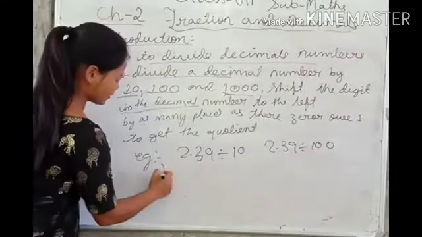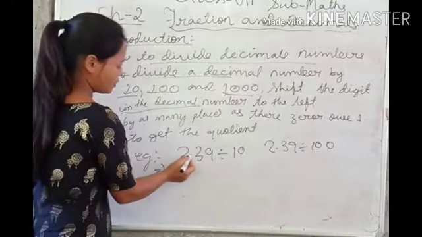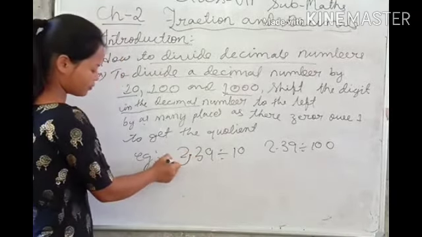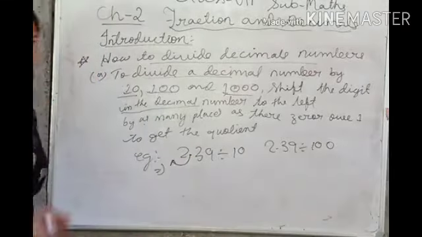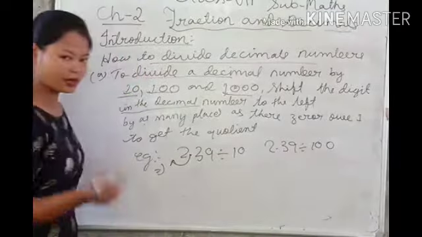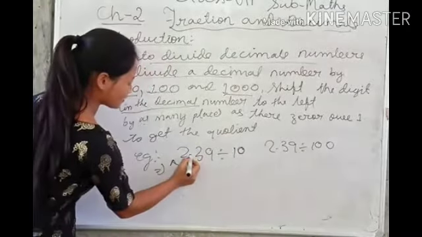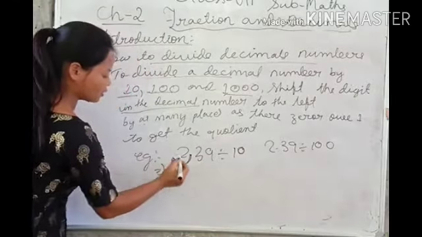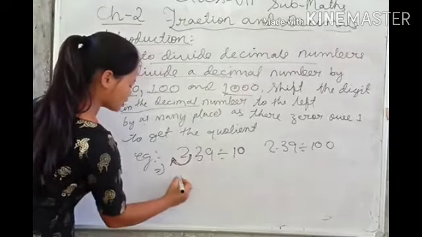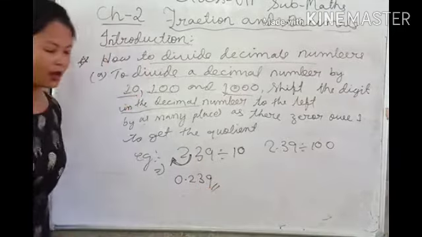Now how will you do this one? What is written here? You will shift this decimal to where? To the left-hand side, as many places as the zeros. So how many zeros do we have here? Only 1 zero, isn't it? Only 1 zero. So this decimal point will shift only one time. From here it will jump to here. So it will become 0.239. So this is your answer.